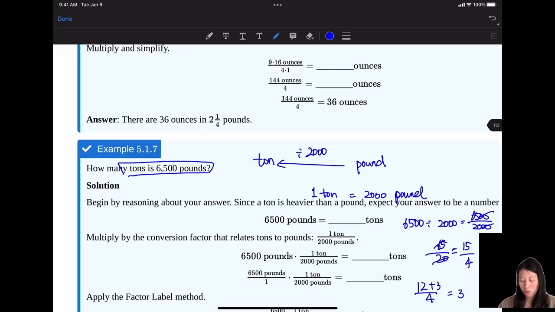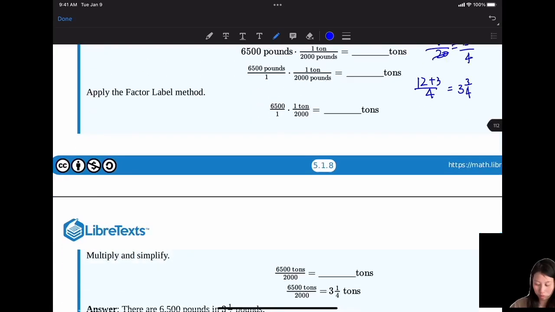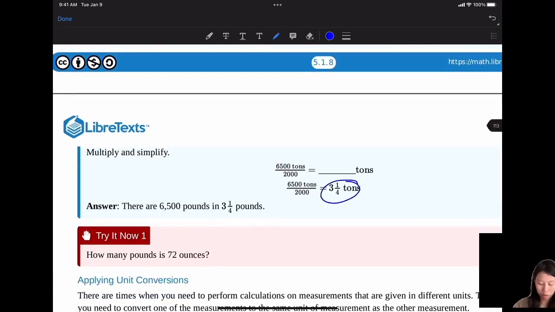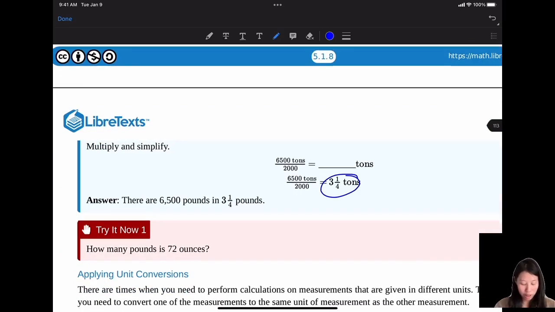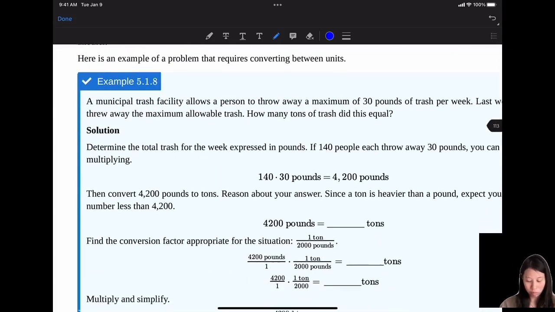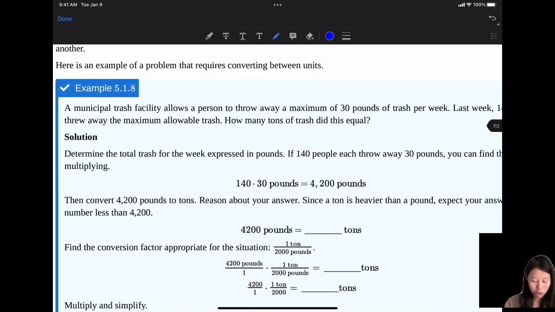So that means I have 3 and 3/4 tons. Okay, now you can do the ounces by yourself. Okay, application problem.